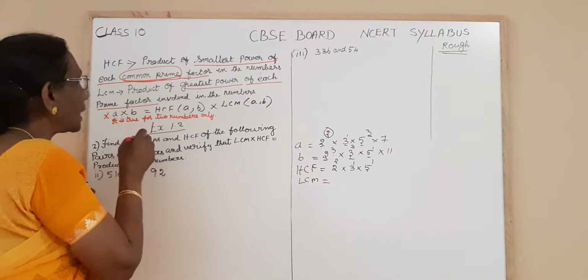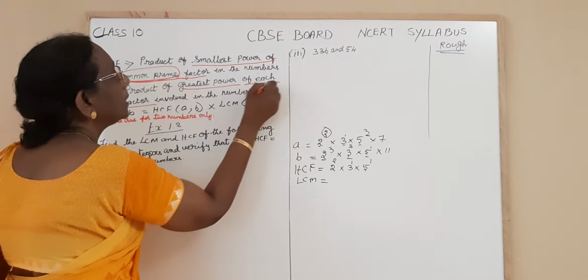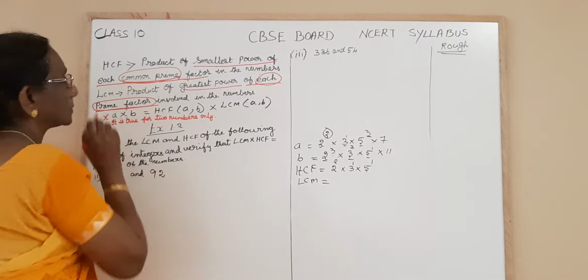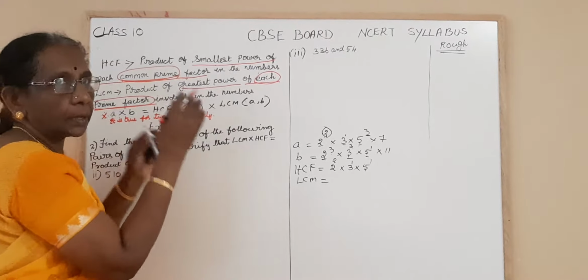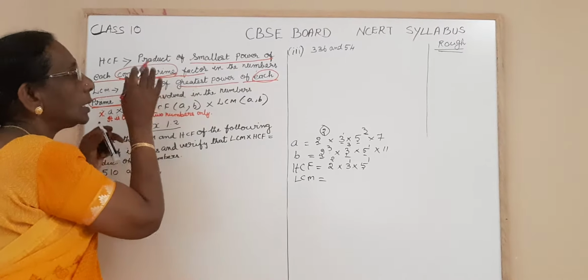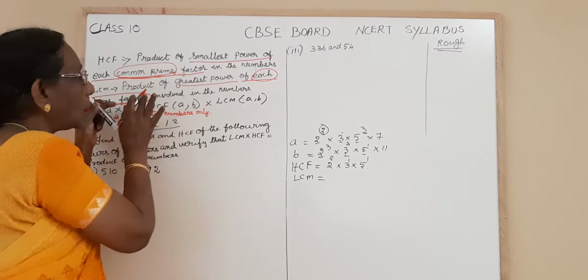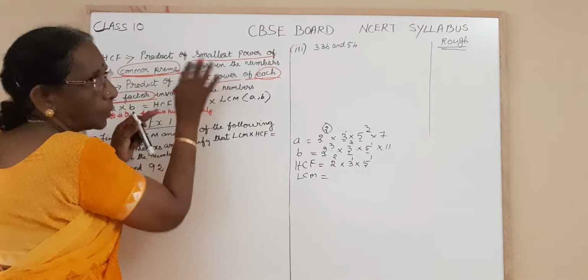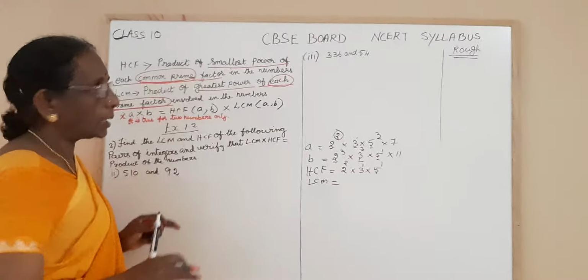Okay, and here LCM is what? Greatest power of each prime factor. Have you understood? So here every common prime factor you have to take for finding the HCF, and here only the common prime factor you have to take. And here for LCM greatest power, for HCF smallest power. That's all. Have you understood, children?